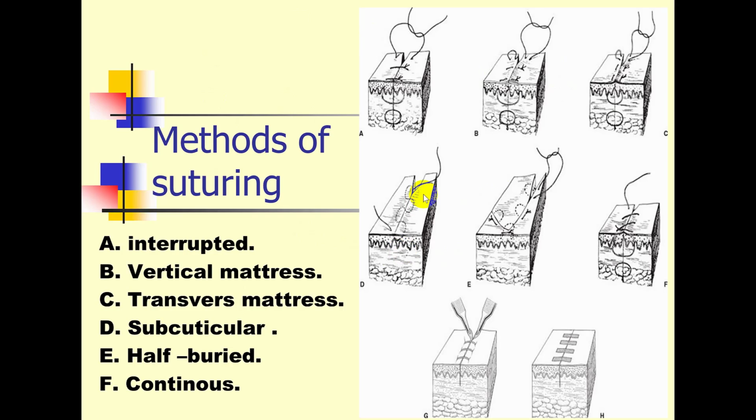We can also use subcuticular approximation. We can use subcuticular only, passing the thread between the dermis and the epidermis in the subcuticular region. Sometimes we have part of the wound buried and another part outside, and we can suture and do the knot on one side. Half buried, or sometimes continuous, I pass the whole suturing material continuously through the wound.